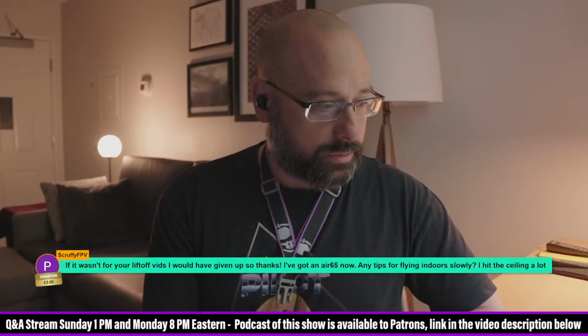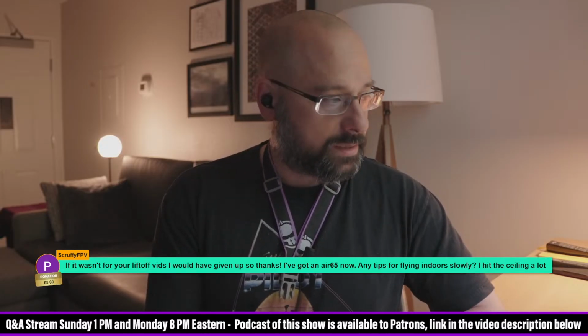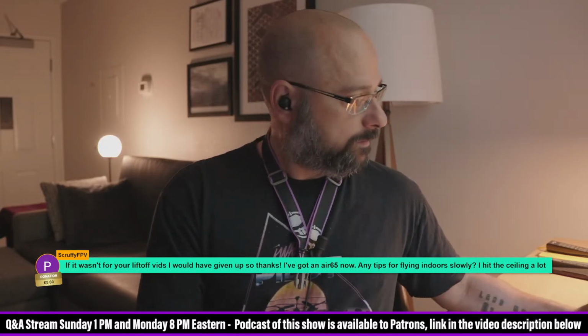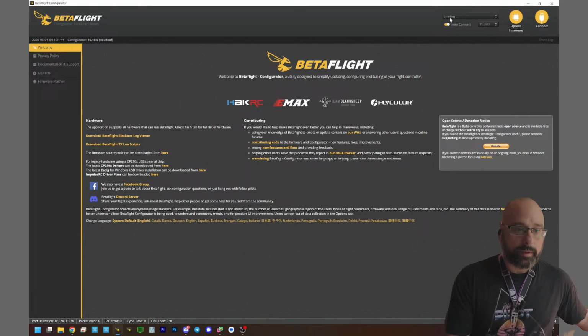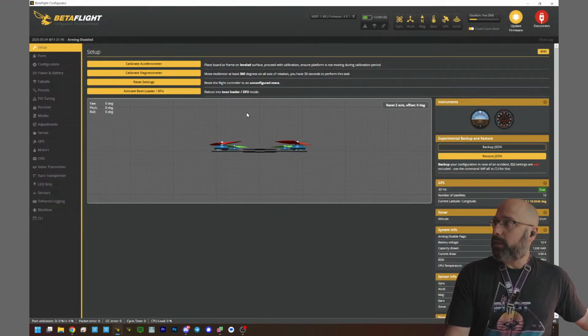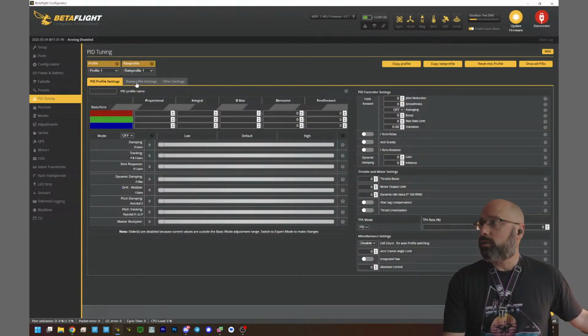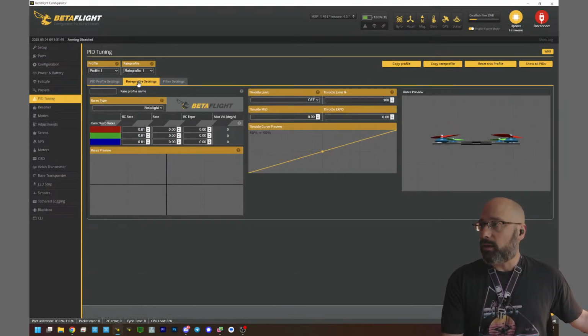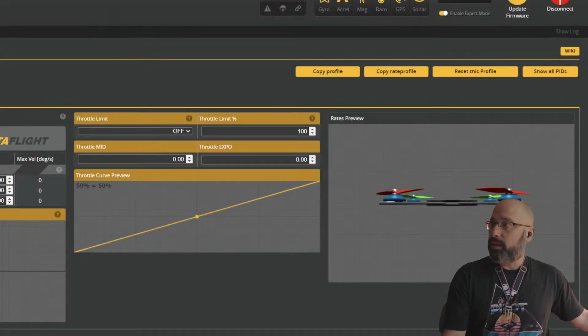One thing you could do is in Betaflight, I should be able to do this just in virtual mode. I don't have a quadcopter here to plug into, but in Betaflight we go to the PID tuning tab. We go to the rate profile settings. Sorry, this is so zoomed out. I don't even know if you can see this. But we're going to go PID tuning, rate profile. Then I'll zoom in here real quick.